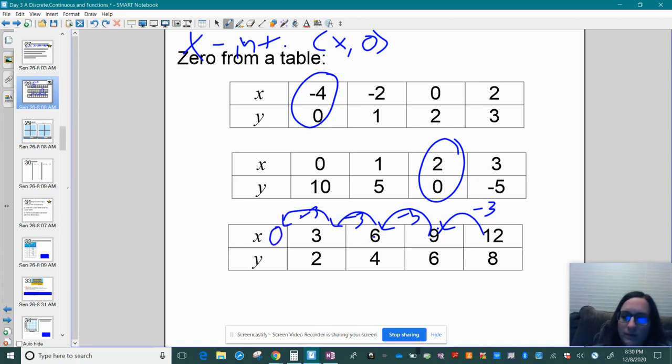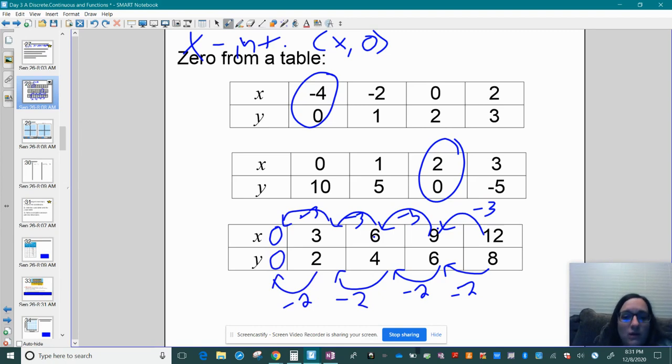Okay, cool. And then we have 8 minus 2 is 6. 6 minus 2 is 4. 4 minus 2 is 2. So all we have to do is 2 minus 2, which gives us 0. Oh, look. There it is. Our x-intercept happens to be at our origin, 0, 0.